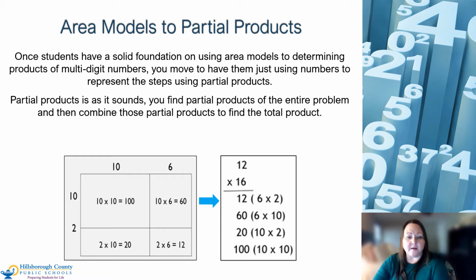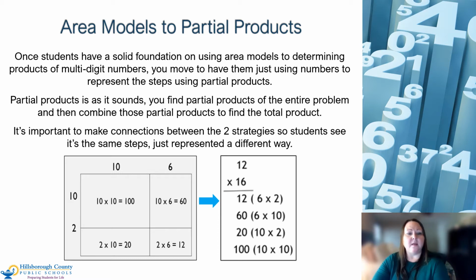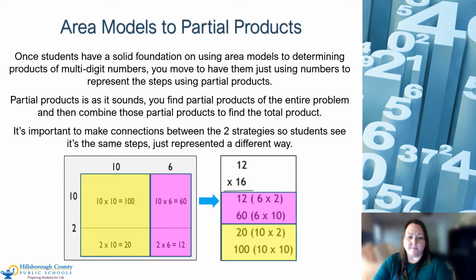So you can see here how we can make connections between the two strategies. Over here, I have 10 groups of 10 equals 100, 2 groups of 10 equals 20. You can see the same thing over to the right in the partial product strategy. Same thing here, 10 groups of 6 equals 60, 2 groups of 6 equals 12. I'm just multiplying those ones and combining them. So once again, we want to make connections between the area models and the partial products and have students able to verbalize those connections and how they're similar and different.